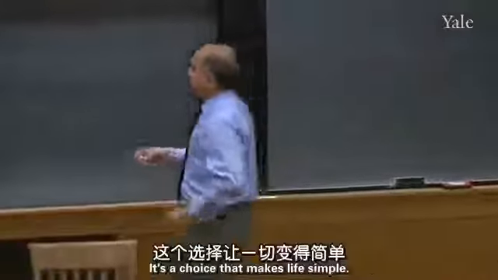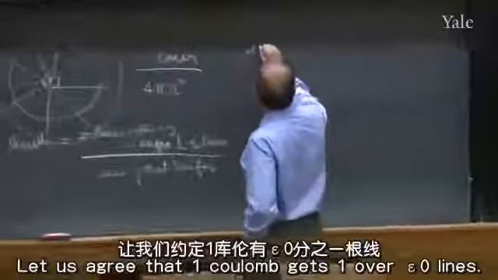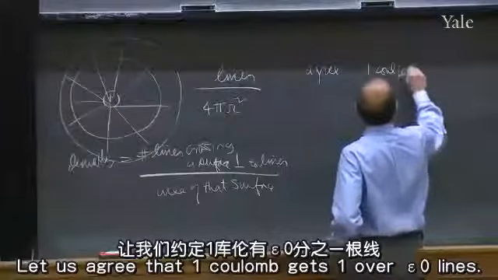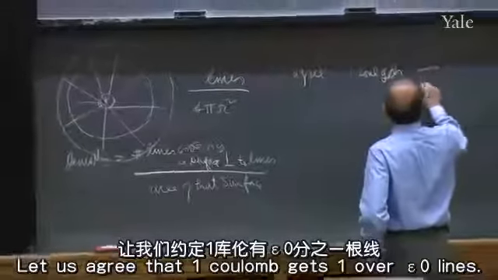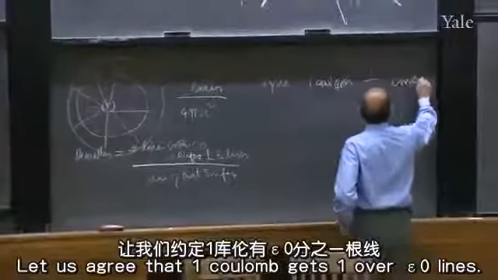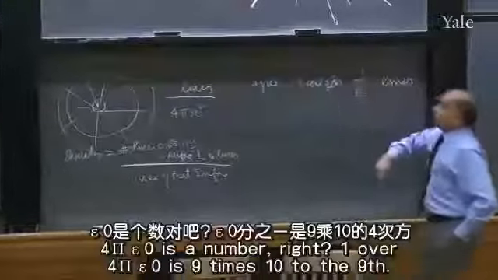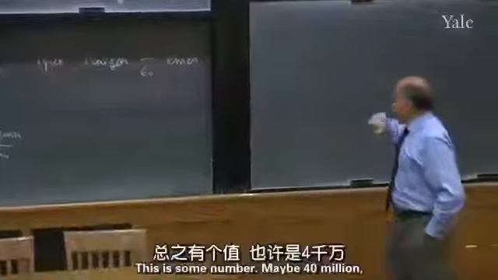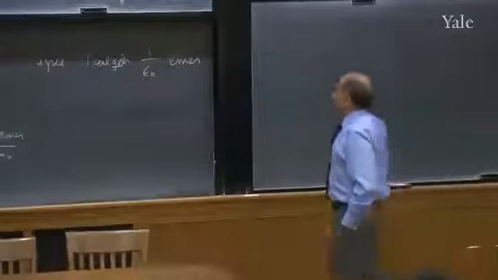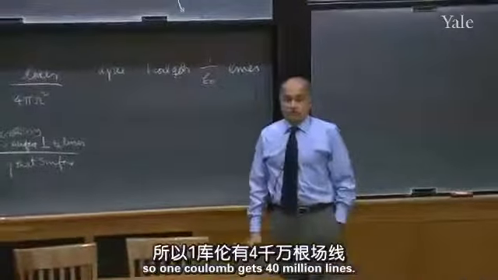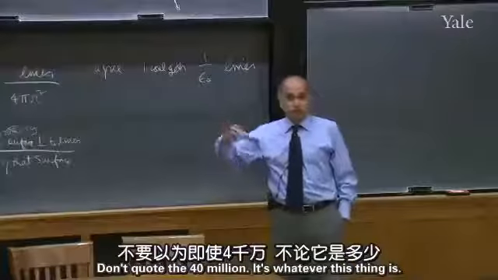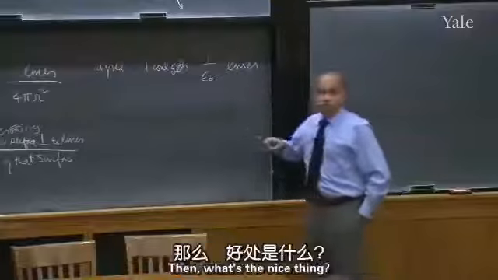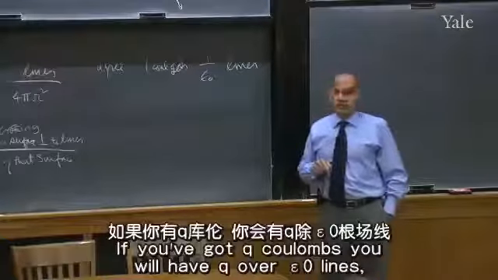It's a choice that makes life simple. Let us agree that 1 coulomb gets 1 over epsilon 0 lines. You know, epsilon 0 is some number, right? 1 over 4 pi epsilon 0 is 9 times 10 to the 9. This is some number, maybe 40 million. So 1 coulomb gets 40 million lines. But don't quote the 40 million. It's whatever this thing is. I don't know what it is. It's a definite number. Then what's the nice thing?